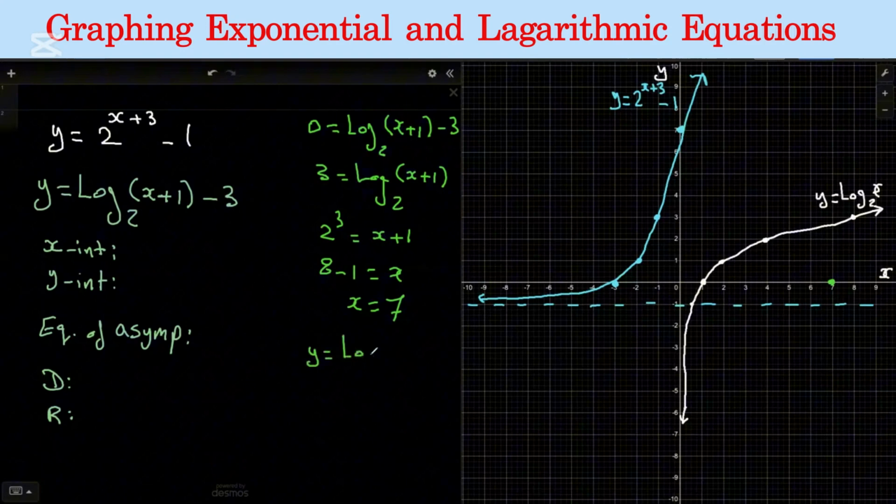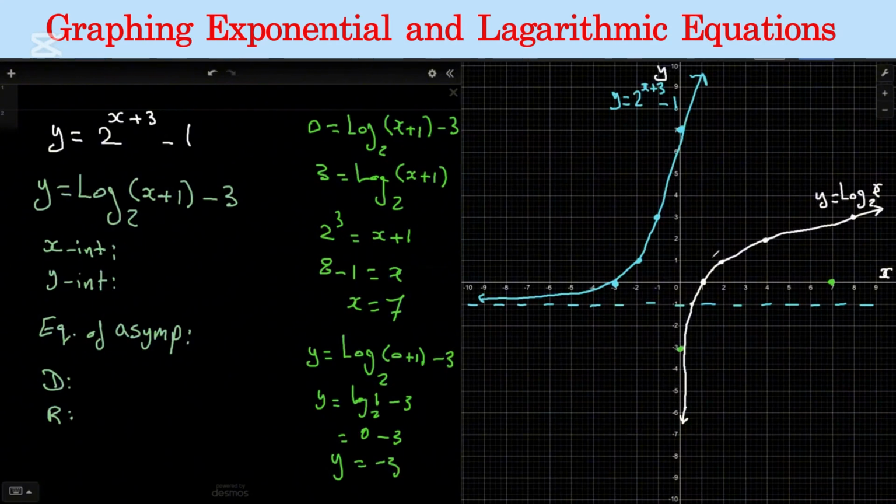So y equals log base 2, 0 plus 1 minus 3, which is y equals log base 2, 1 minus 3. Log base 2 of 1 is 0, because 2 raised to the 0 gives you 1. So just know, if you take the log of 1, it doesn't matter what the base is, it's always 0. So 0 minus 3, and therefore the y-intercept will be minus 3. So the y-intercept is going to be right here at minus 3.